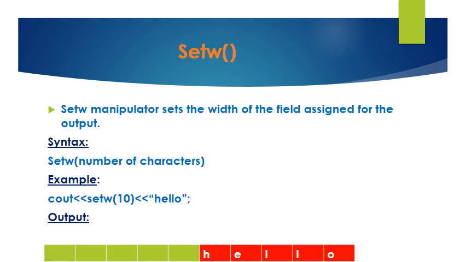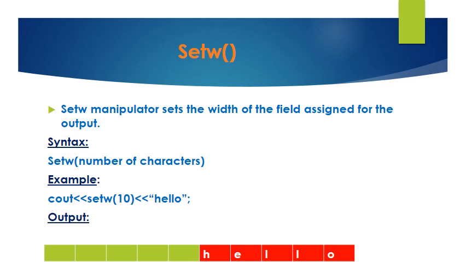Next, setw manipulator. The setw function stands for set width. The setw manipulator sets the width of the field assigned for the output, and the field width determines the minimum number of characters to be written in the output. And the syntax for the setw function is setw(number of characters).